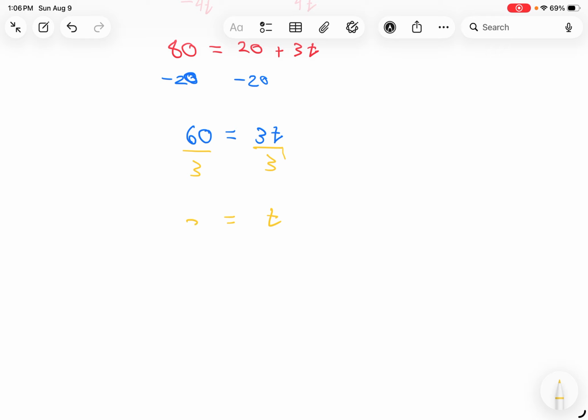60 divided by 3 is 20. So again, the number of t-shirts is 20. And this is why it's so important to understand what it is you're talking about.